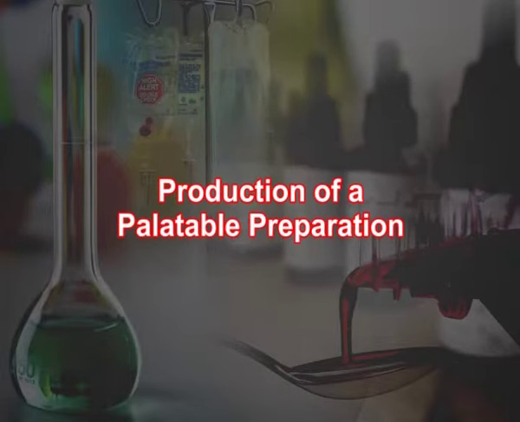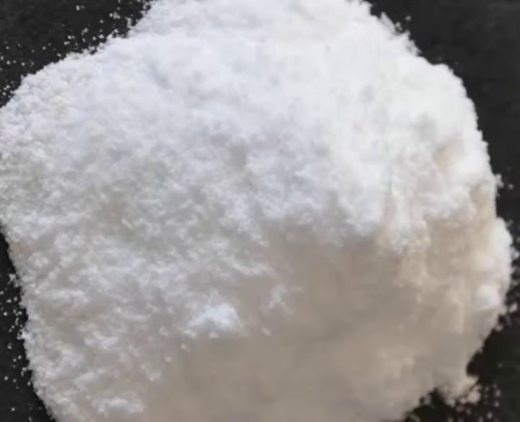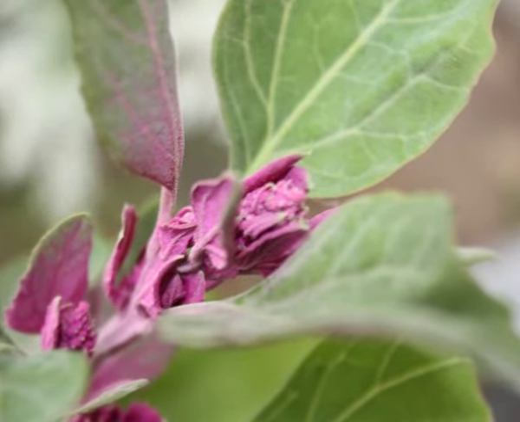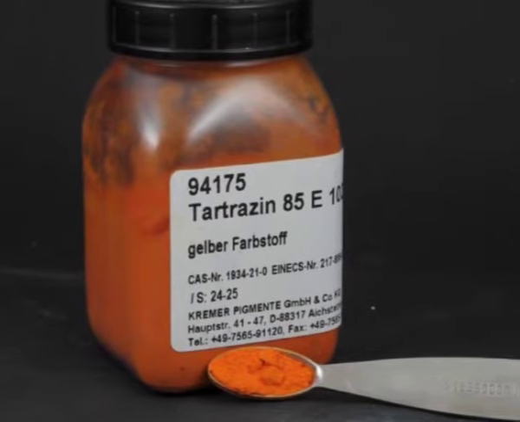Production of a palatable preparation. The vehicle of many elixirs is syrup or flavored syrup, with adjuncts or adjuvants like chemical stabilizers. Chemicals are required to make the elixir stable. Example, citric acid, disodium acetate, etc. Coloring agents like amaranth produce magenta red, compound tetrazine. These are coloring agents added in elixirs.